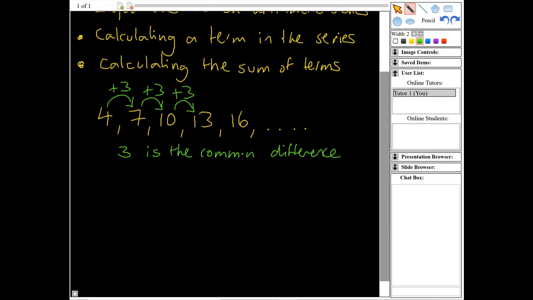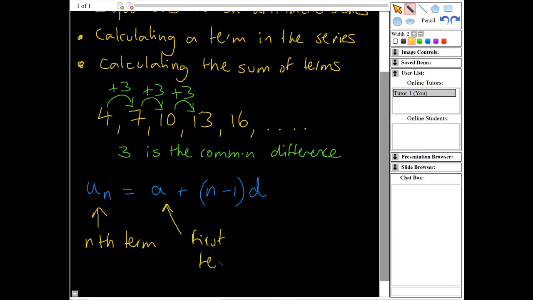Now, there's a couple of equations that we can use. So the equation is like that. That is the equation for working out the nth term. I'm just going to label what some of these things are. This here is the nth term. This is the first term. This n here, that's the number of terms. And then this d here is the common difference.